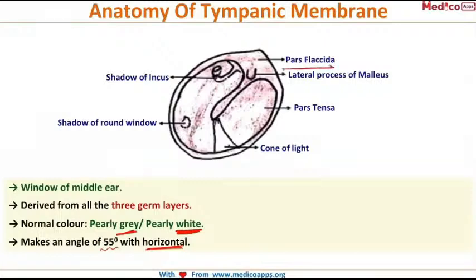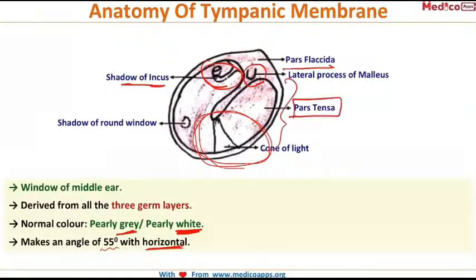This is pars flaccida. This is the cone of light, our famous cone of light. This is the shadow of incus that you're seeing here, and this is the lateral process of malleus. This part is known as pars tensa, all of this part. Okay, and here is the shadow of round window. Please make a note, it makes an angle of 55 degrees with the horizontal.